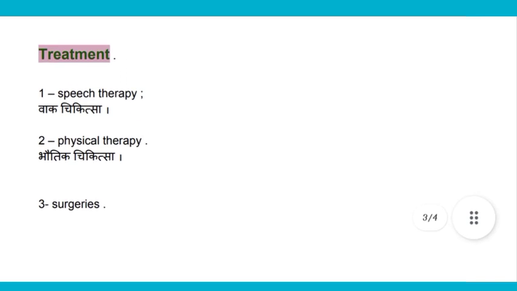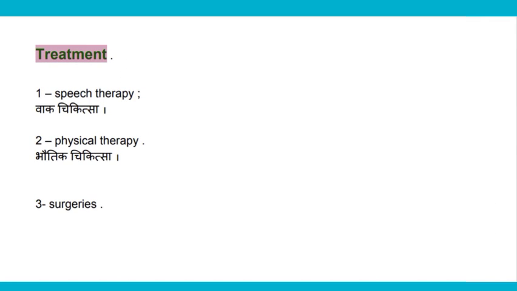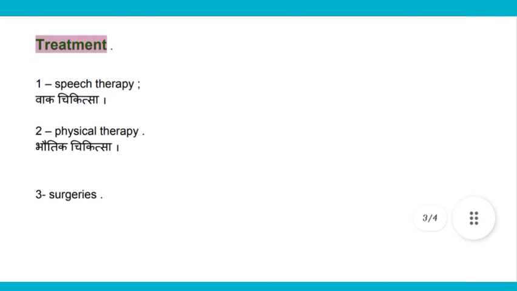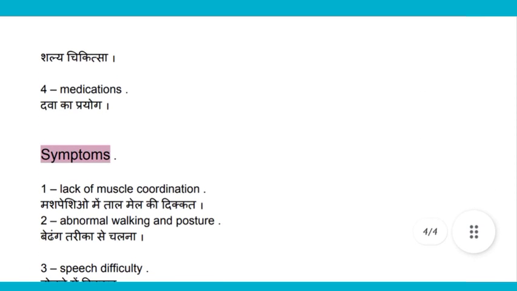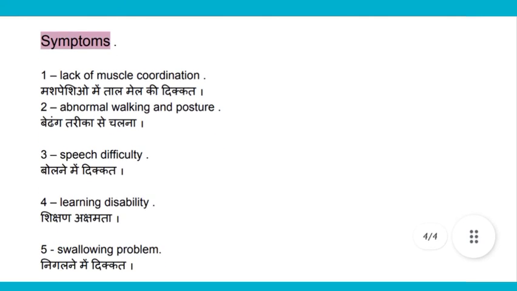Now treatment we will see. First is speech therapy. Speech therapy is where a person suffering from this is given some type of speech treatment. Second is physical therapy. Third is surgery. Surgery is also available for this type of problem. And fourth is medication. There are many types of medicines also available to deal with this type of problem.